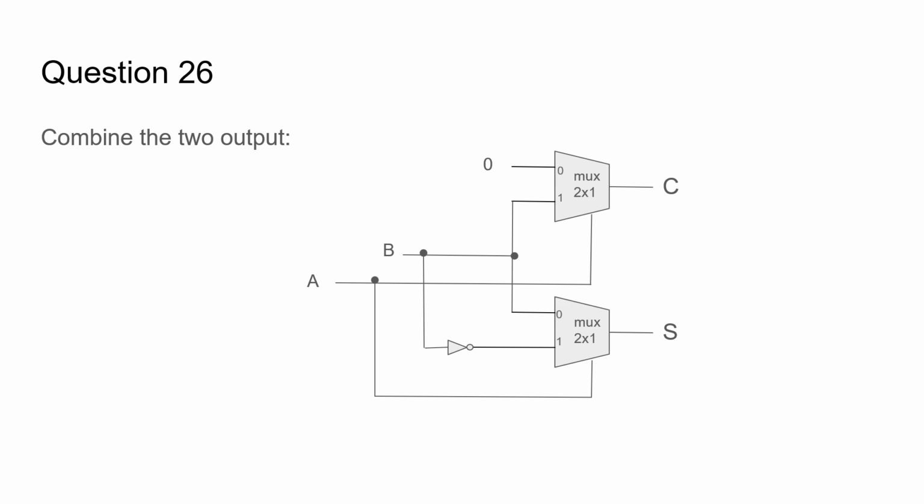And for the last input of the carry multiplexer, we just have to write 0 for the 0 place. That is the whole answer for question 26.